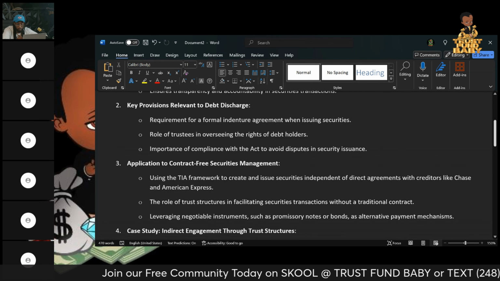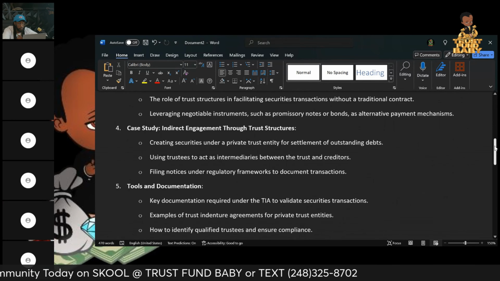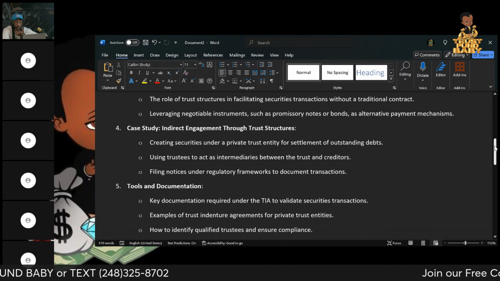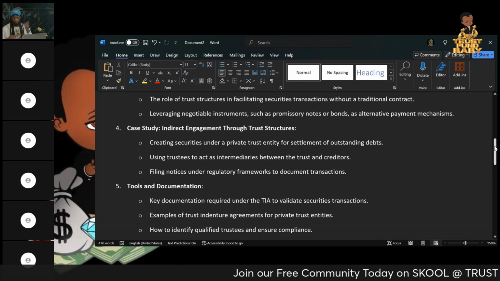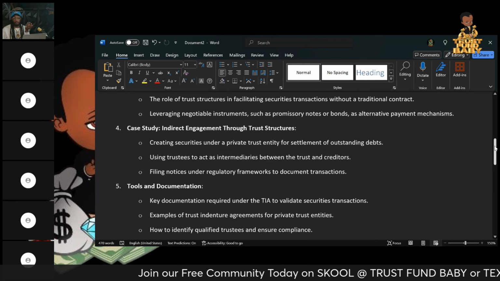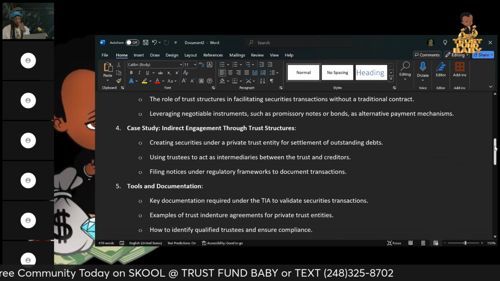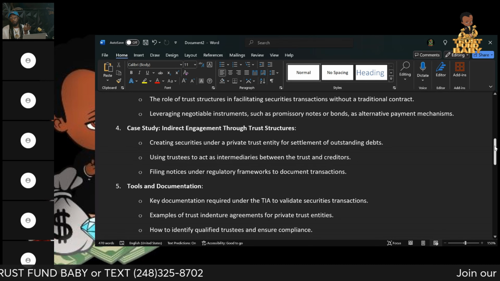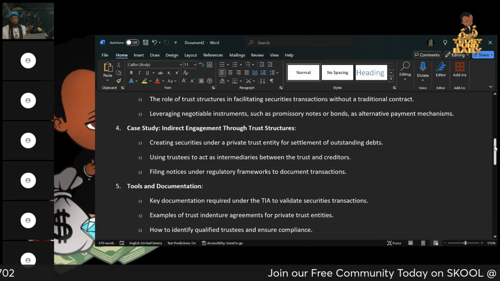Application: contract-free securities management. That's not for y'all. Case study: indirect engagement through trust structures. So, creating securities under a private trust entity for settlement of outstanding debts. That's literally what I just told you. I recommend you all start this process with a small bill versus something that you really need. I don't recommend you do it with your phone. Hell, don't do it with your phone, don't do it with your lights, don't do it with your water, don't do it with your car, don't do it with your house. Not until you've seen that you have an understanding of how it works.